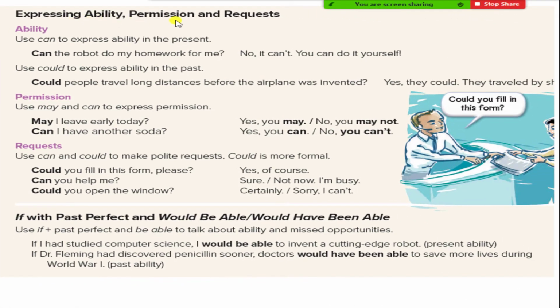Expressing ability, permission and requests. Ability, the capacity; permission, the approval; and request. Ability first. Use can to express ability in the present. Can the robot do my homework for me? No, it can't. You can do it yourself. So here we use can when we talk about ability.